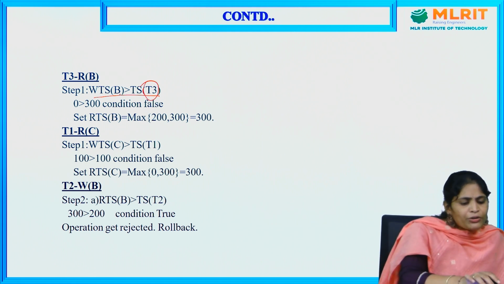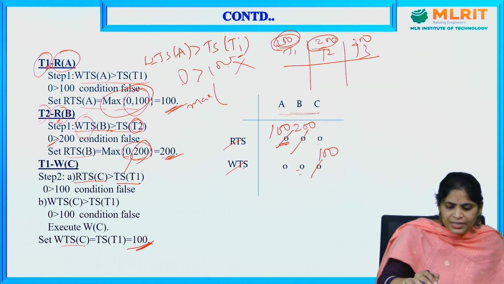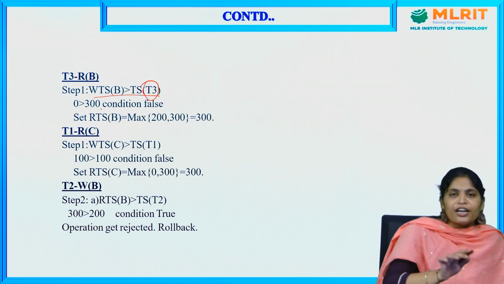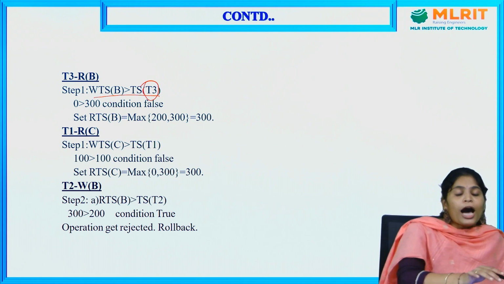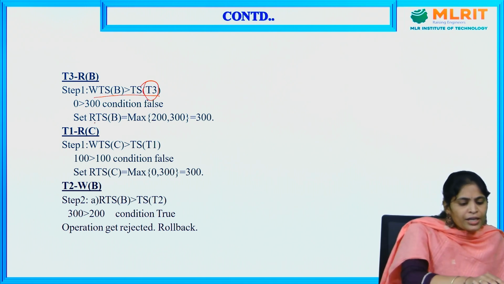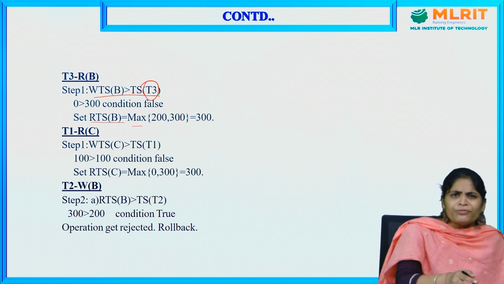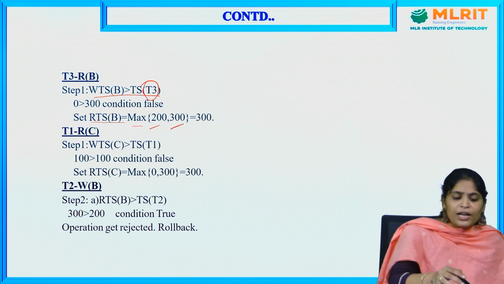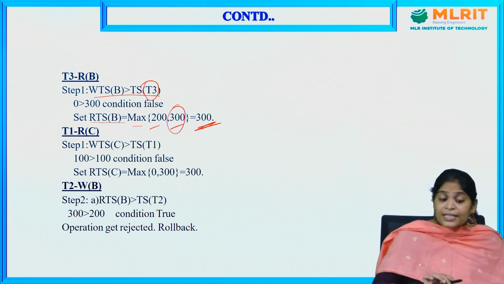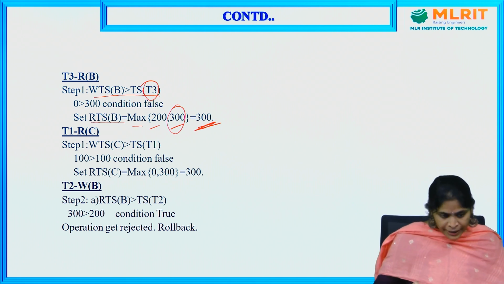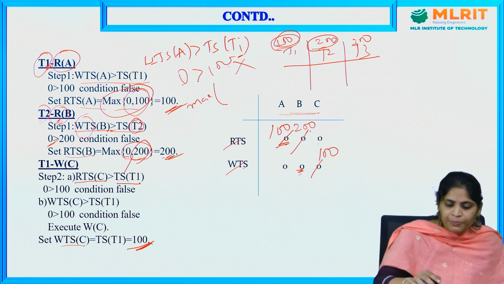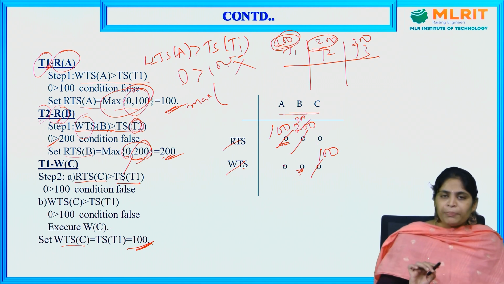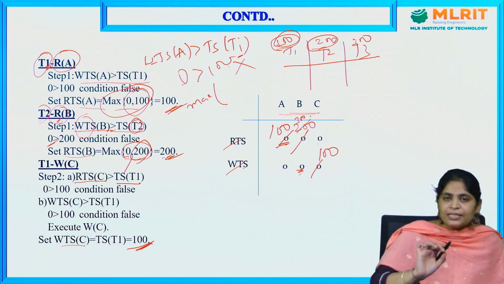So what is your WTS of B? WTS of B is 0. So 0 is greater than 300, condition false. Then we need to update the value. Here RTS of B is equal to the maximum of 200 and 300. Of these two values, which value is greater? 300. So this will be updated. RTS of B will now be updated as the latest value, that is 300.